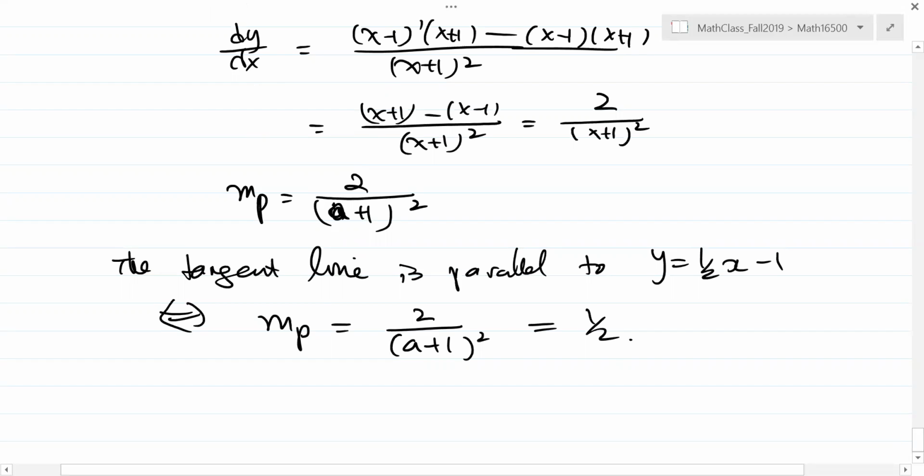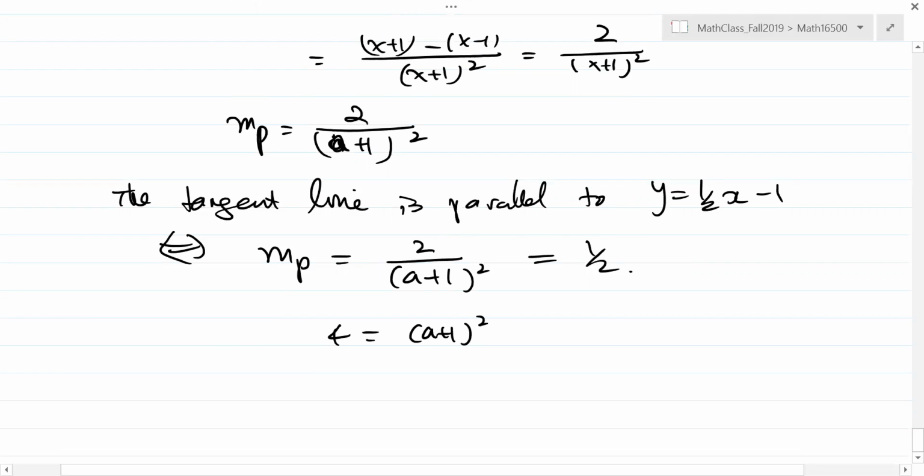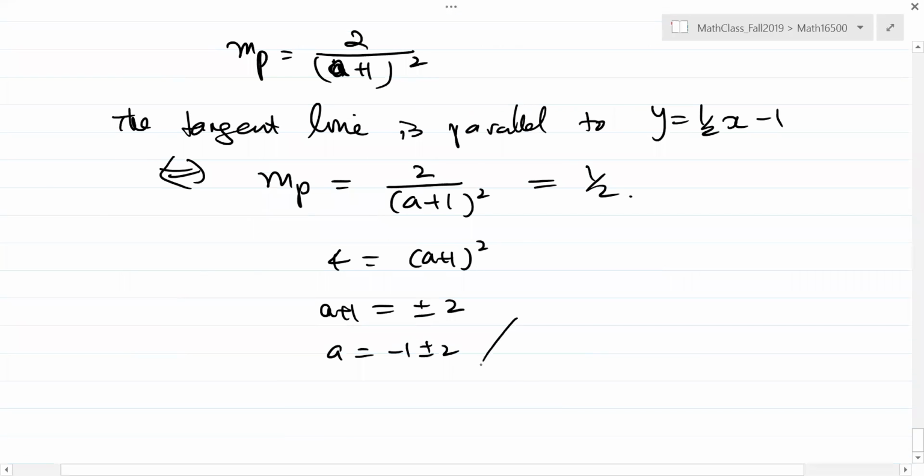Okay, it's another strange equation, right? You can multiply that. It's 4 equals (a plus 1) squared. Now what is the solution? So a plus 1 equals plus or minus 2. a equals negative 1 plus or minus 2. So there are two possible solutions, negative 3 and 1.